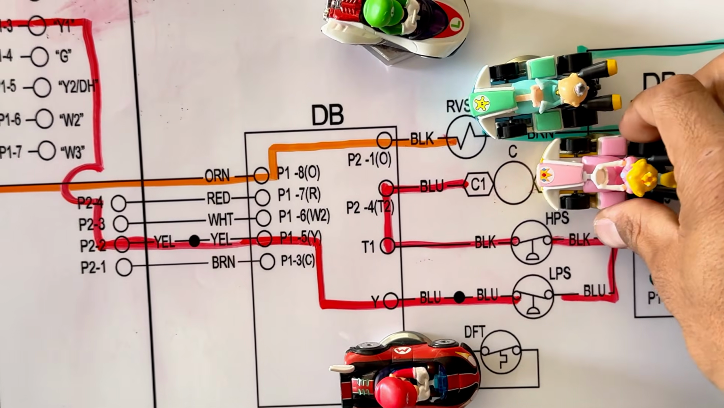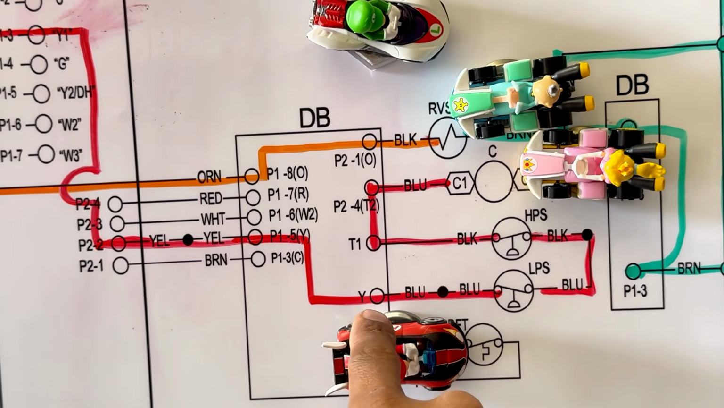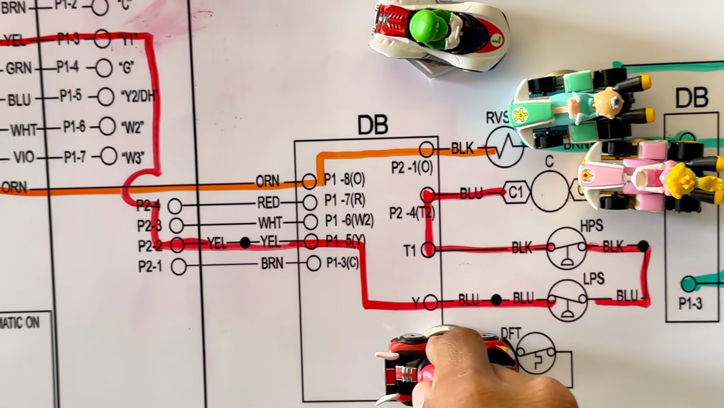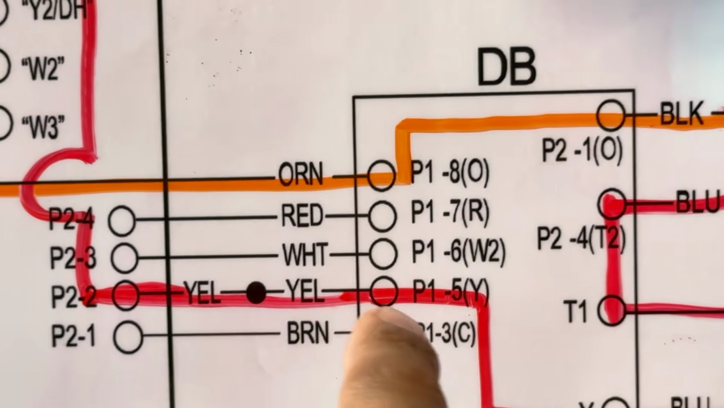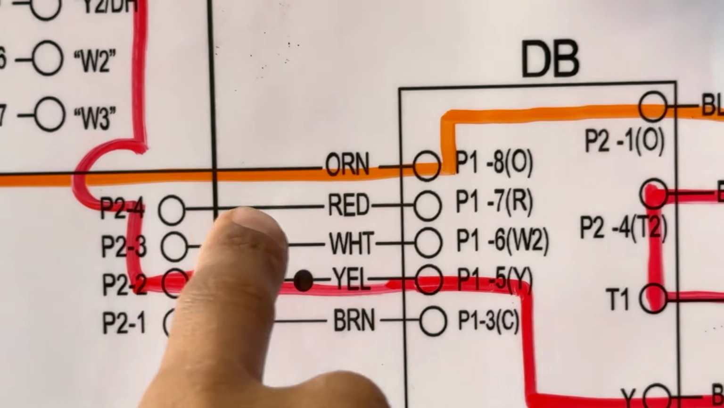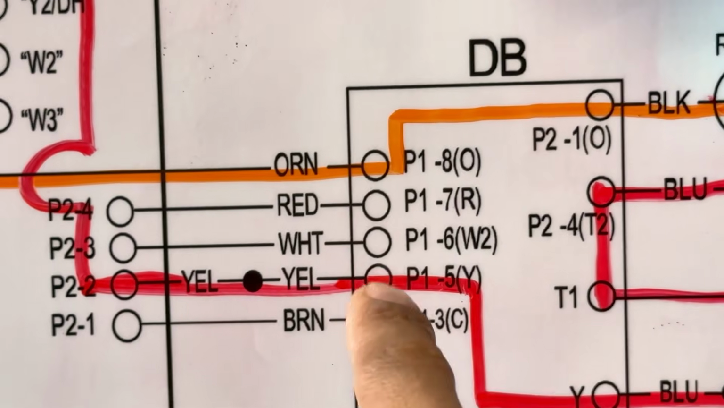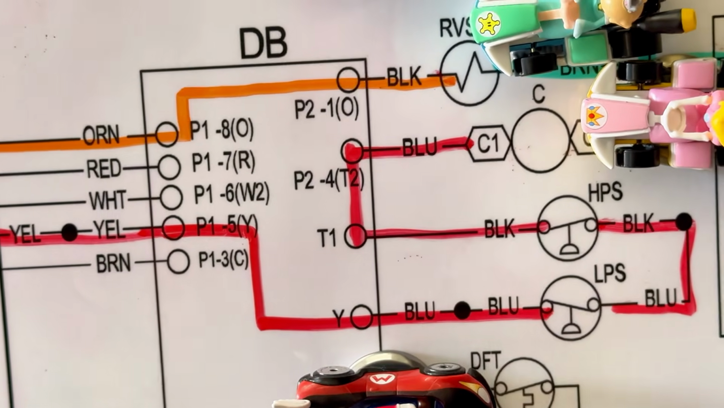Okay, so I'm going to move over here so you guys can see more. Now he comes out from your Y. So you see, he first comes in on this one, P1-5Y, which I'll show you right now. He comes in on the yellow wire. Once the yellow receives 24 volts, the 24 volts then comes out from here.